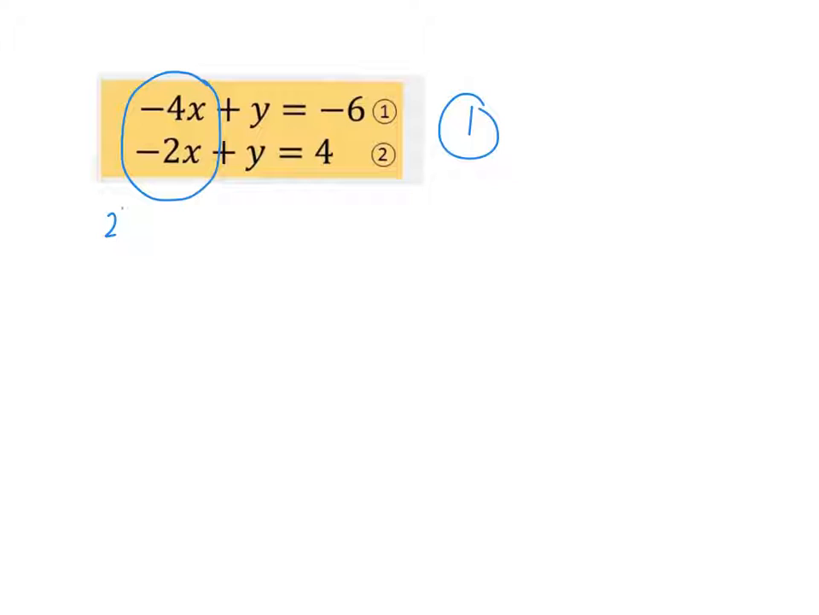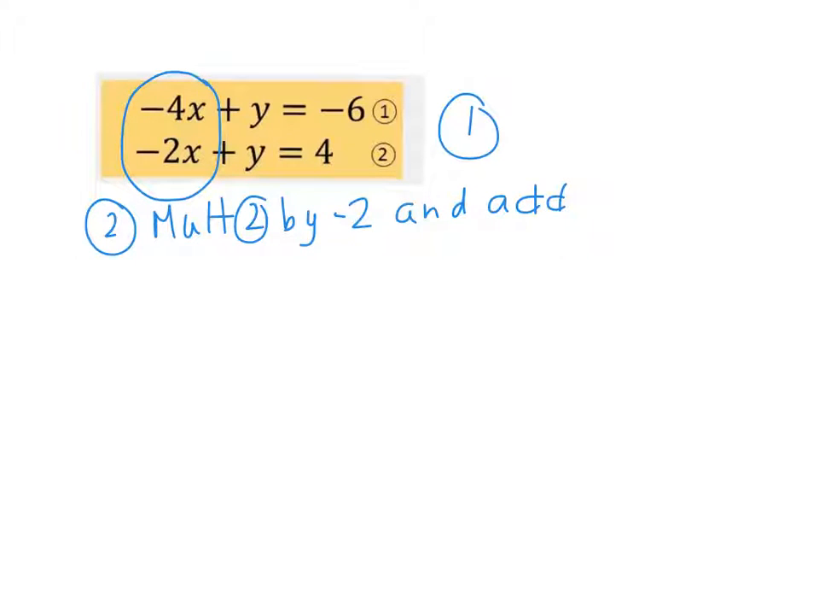In my second step, what I've decided to do is multiply equation 2 by negative 2, and add it to equation number 1. You may have used a different approach here. This is the one that I'm going to use.